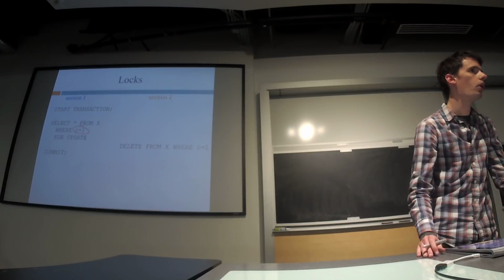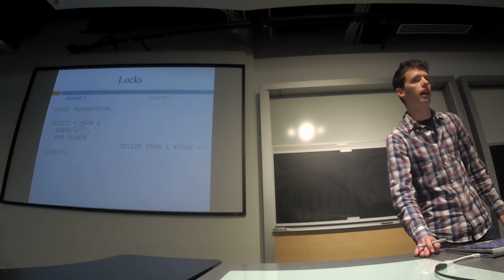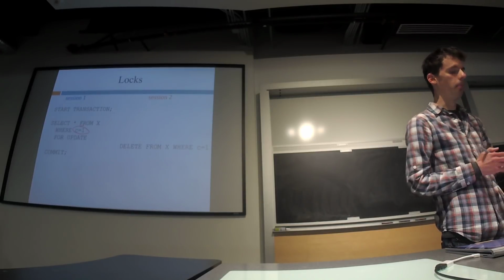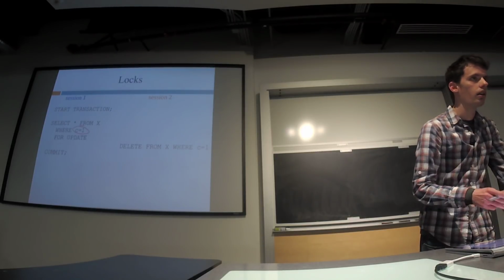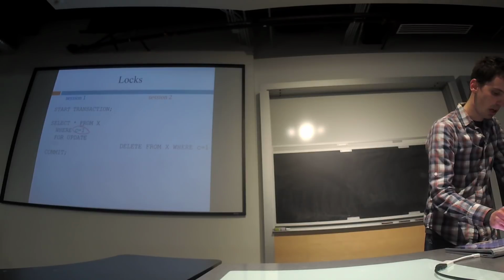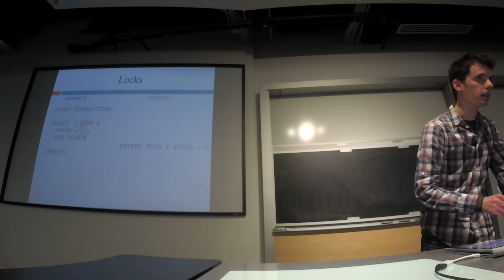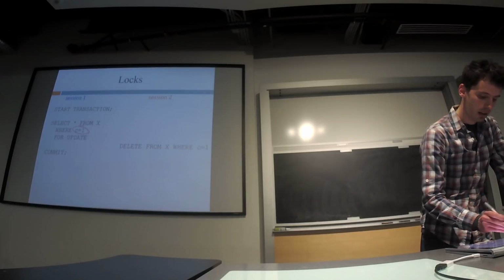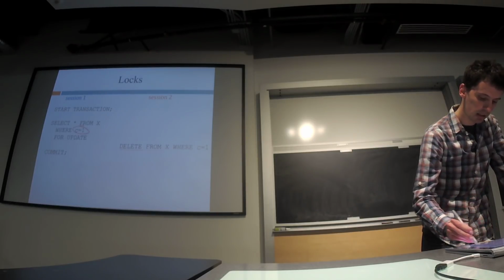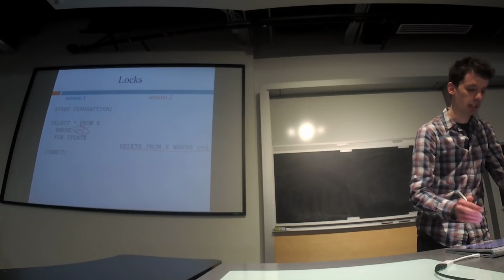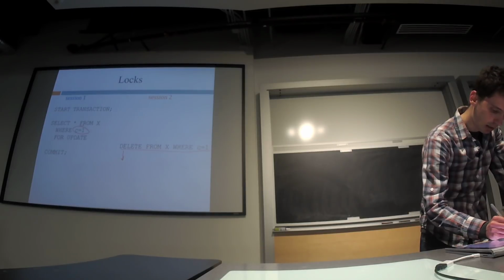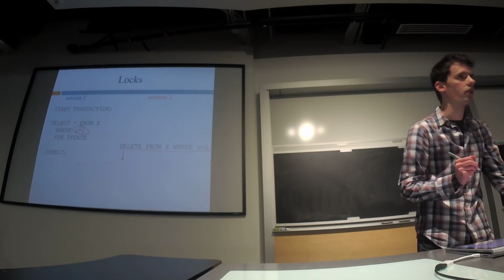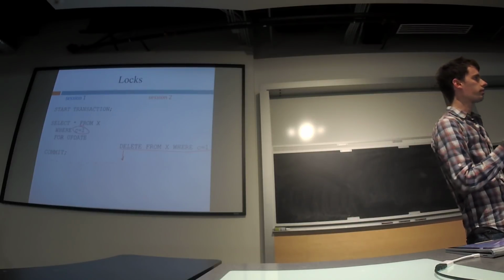So it's selecting one row for update. And then it's going to go and potentially change something in that row. It doesn't actually change anything, but that's irrelevant here. And then delete from x where c equals 1. So what's going to happen is that will be stalled until after the commit, which releases the lock.